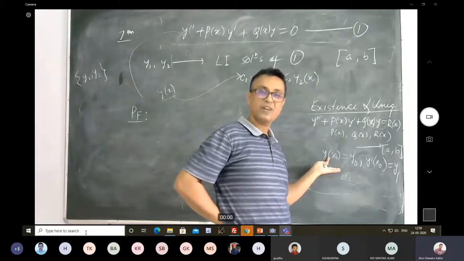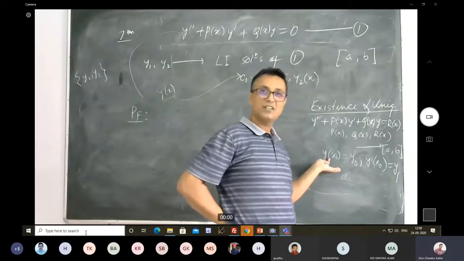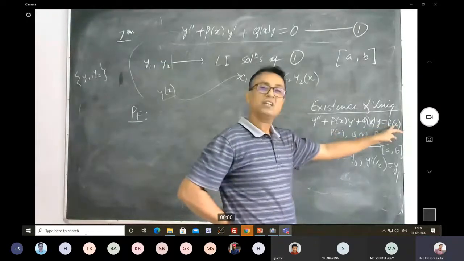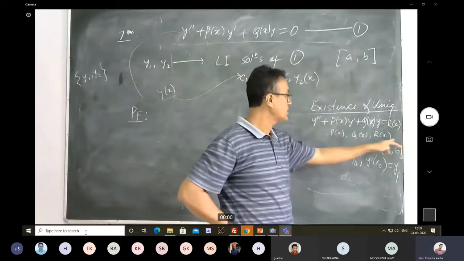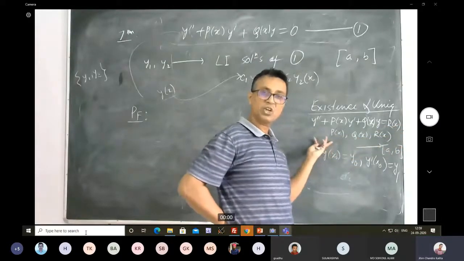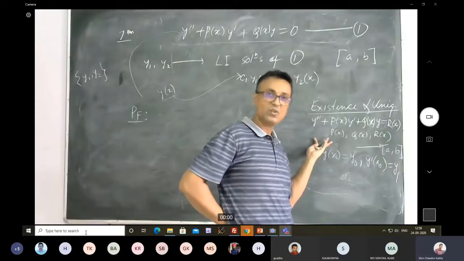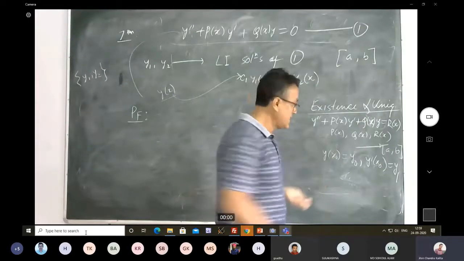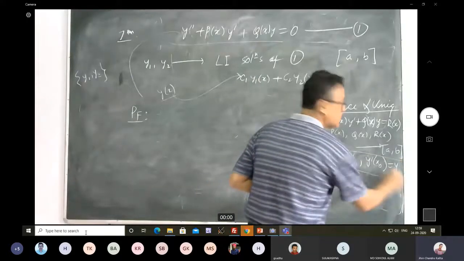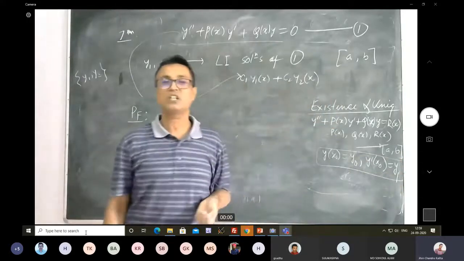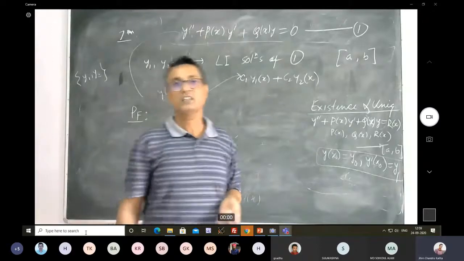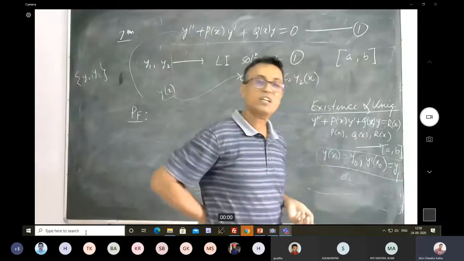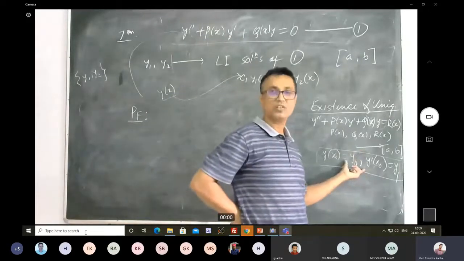So that means, see, here if I'm plugging Rx equal to 0, the conditions are not going to change, isn't it? Is it okay? Fine? So that means that if I am giving these two initial conditions, I can get a solution uniquely determined by these two conditions.